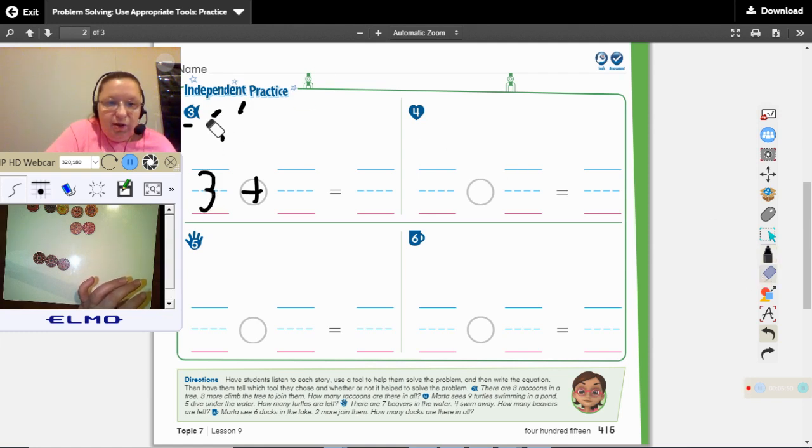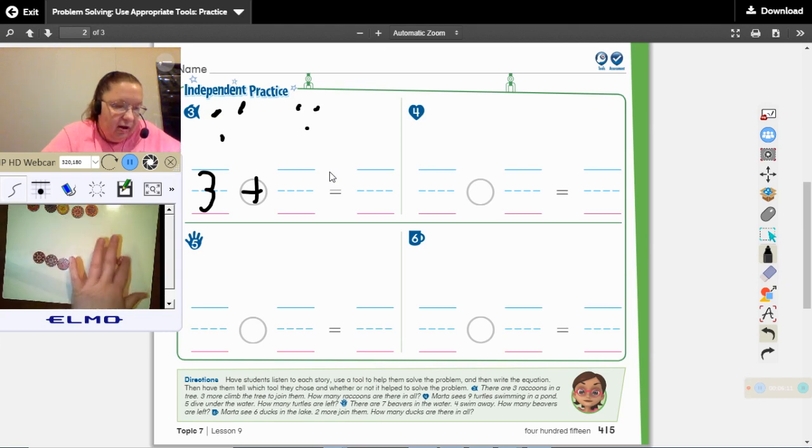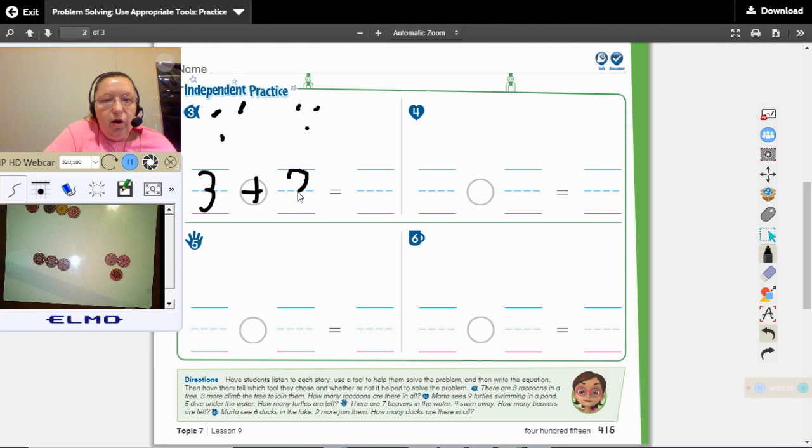We're going to erase where I underlined for number 3 because I don't want you to get confused and think that's a dot we drew. 3 more raccoons join them. How many counters are we drawing? 3. And on our workspace, we can bring down 3 more. So we are adding 3. How many raccoons are there in all?